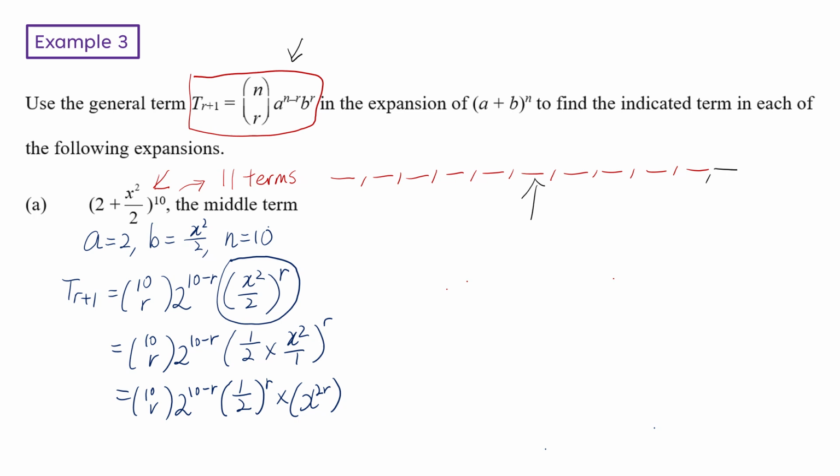What I have used here is one of the rules that we've learned in the chapter on indices: (ab) to the power n gives you a to the power n, b to the power n. Or if you have a to the power m, b to the power n, all raised to the power z, that gives you a to the power mz, b to the power nz. All right.